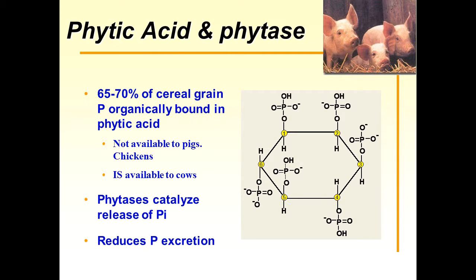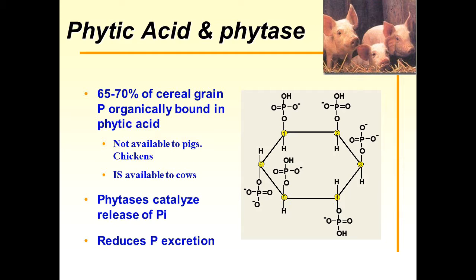To understand what phytase does, you first have to know what phytic acid is. Phytic acid is an organic compound that contains a great deal of phosphorus, and the vast majority of phosphorus in cereal grains like corn and wheat and oats is bound to phytic acid. This is not available to monogastrics. For ruminants, it is available because rumen bacteria are able to break down phytic acid, but in monogastrics, the phosphorus attached to phytic acid is not available.